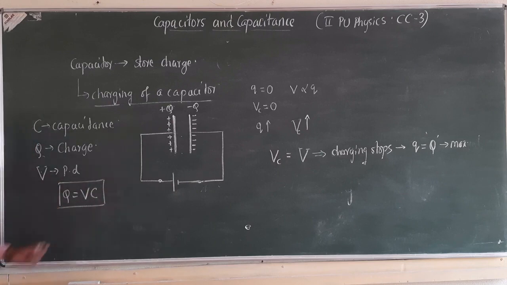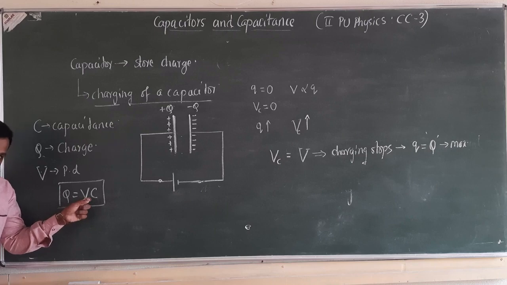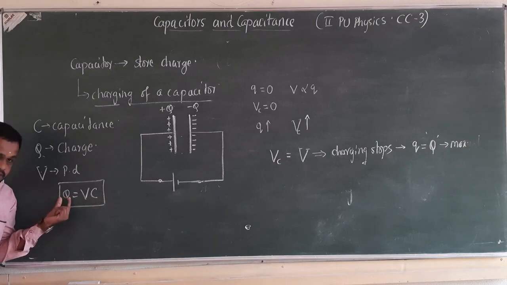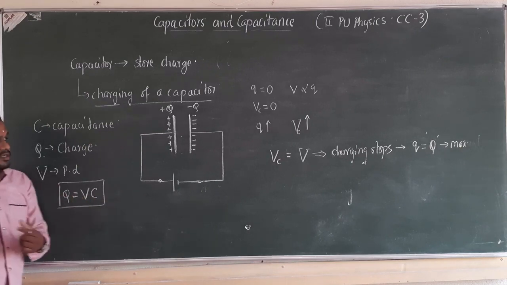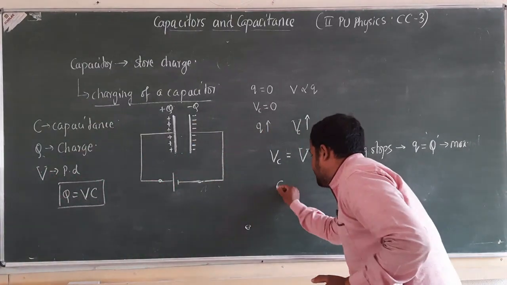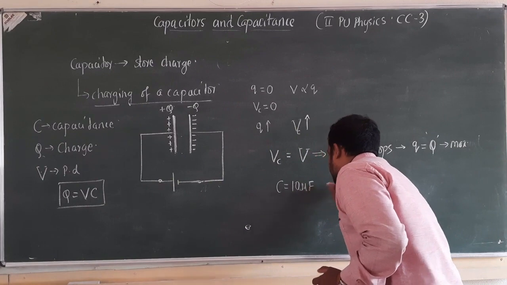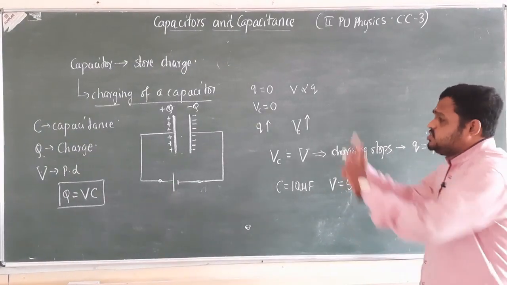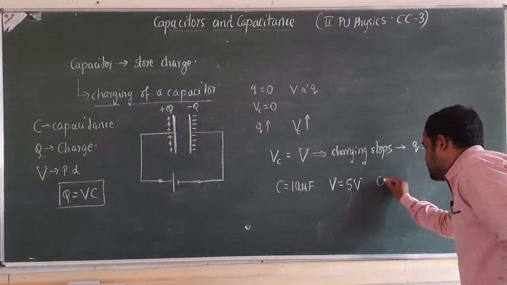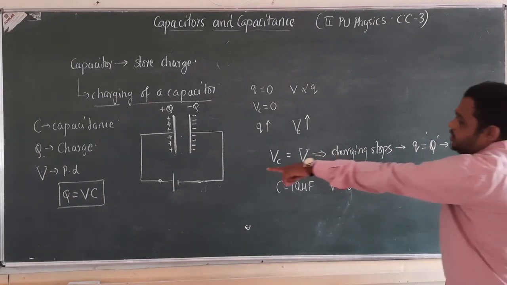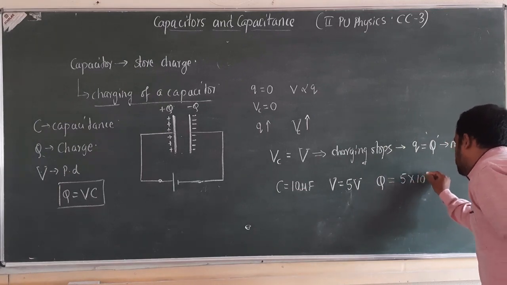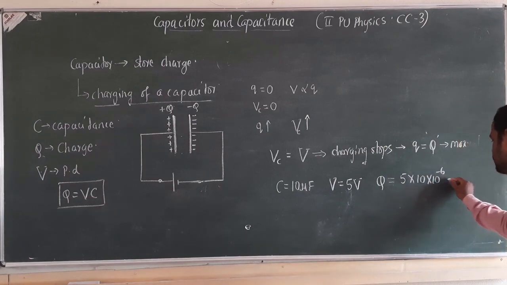If a capacitor is connected to a battery of V volt, and its capacitance is equal to C, then the amount of charge stored in that capacitor is given by V into C. For example, if I connect a capacitor of 10 microfarad to a battery of potential difference 5 volt, charging of the capacitor takes place, and the amount of charge stored is given by Q is equal to V into C. So Q is equal to 5 into 10 microfarad, that is 5 into 10 power minus 6, which is equal to 50 into 10 power minus 6 coulomb, that is 50 microcoulomb.